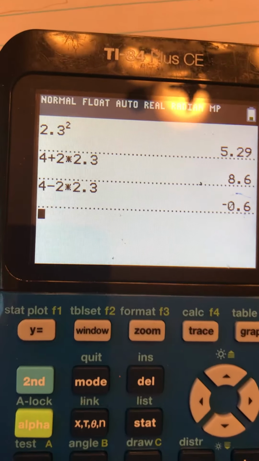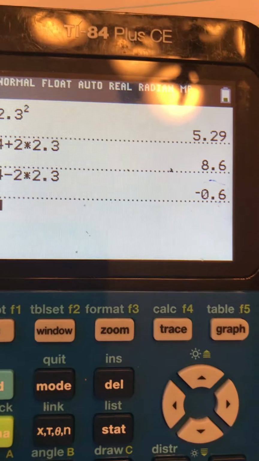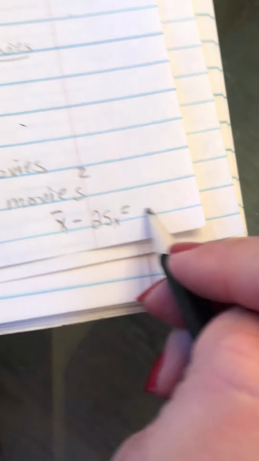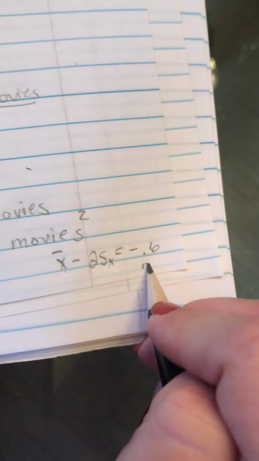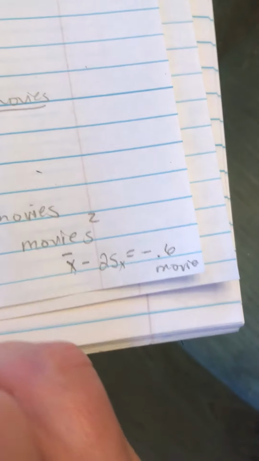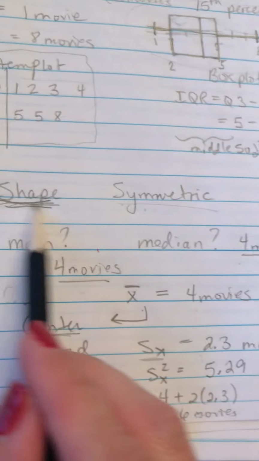and anything below negative 0.6. So 8.6 is significantly high. No outliers because the largest value is 8. Significantly low is anything less than negative 0.6. You can't have a negative 0.6 movie. So no outliers there. That takes care of my shape.